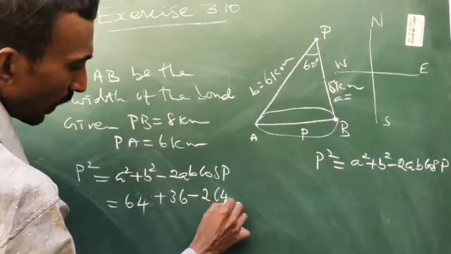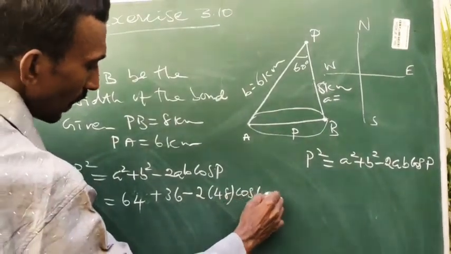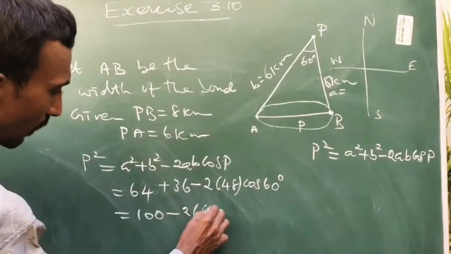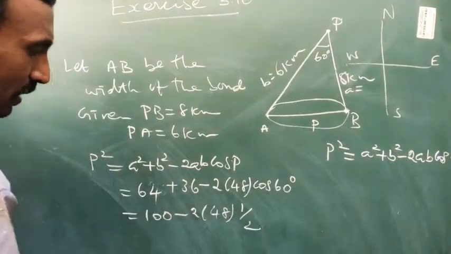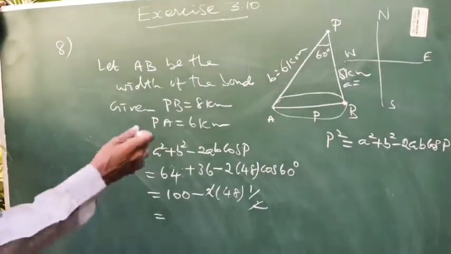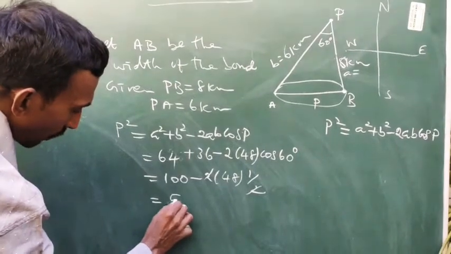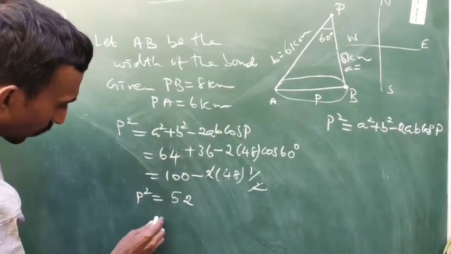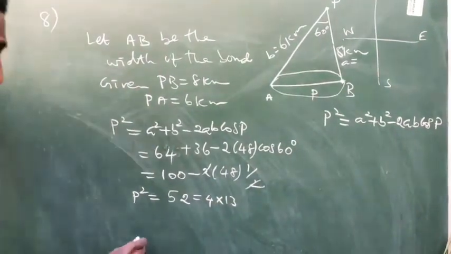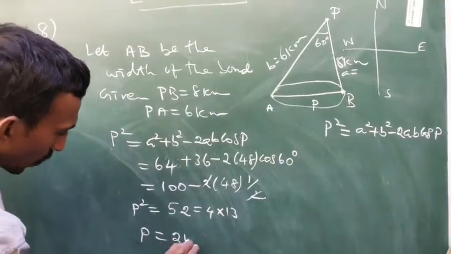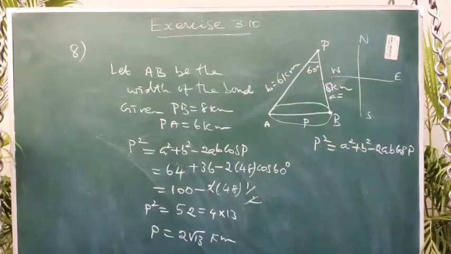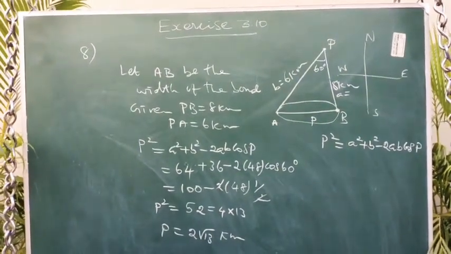2 into 48, so cos 60 degree. So 64 plus 36, 100 minus 2 into 48 by 1 by 2. Cos 60 is 1 by 2, 2 cancel. So 100 minus 48, so we are getting 52. So P square equal to 52. It can be written as 4 into 13. So P equal to, take the square root, 2 root 13 kilometer. So that is the answer. The width of the pond is 2 root 13 kilometer.